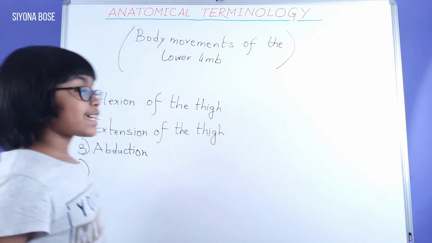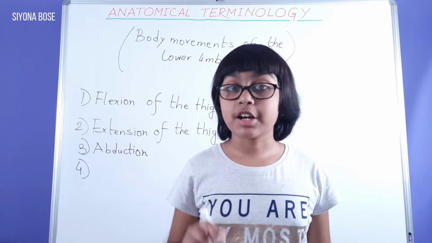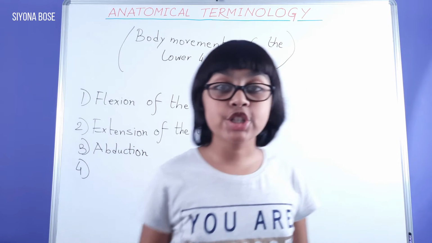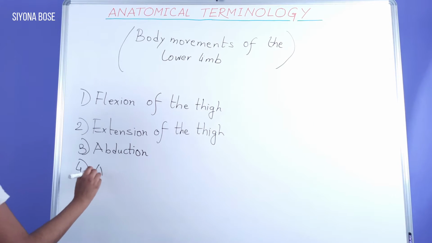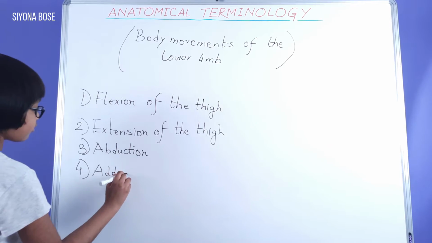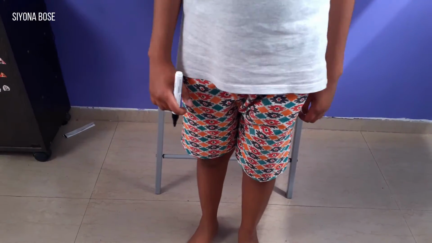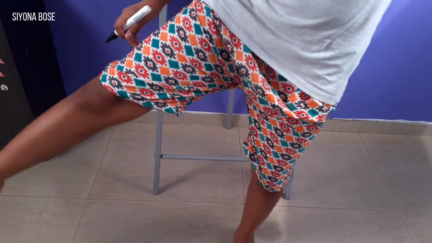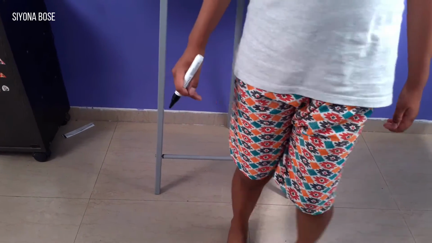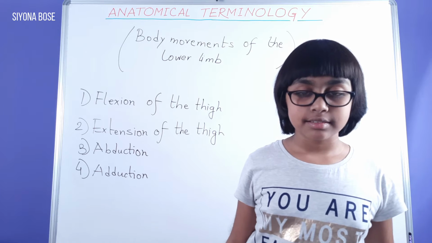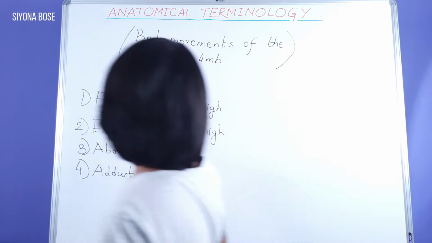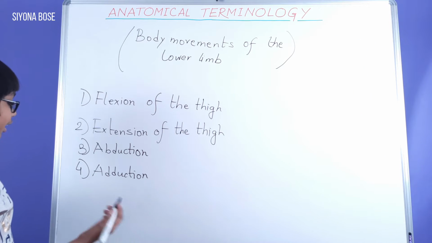And number 4 tells us the opposite of abduction, which is adduction of the thigh. Over here we bring it close to our body, just like this. This is adduction of the thigh.